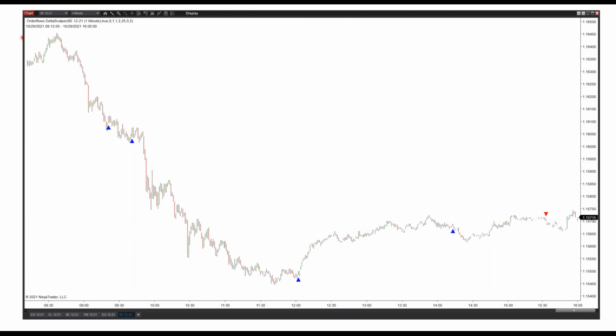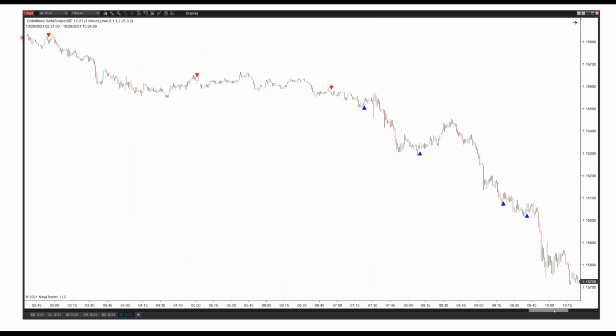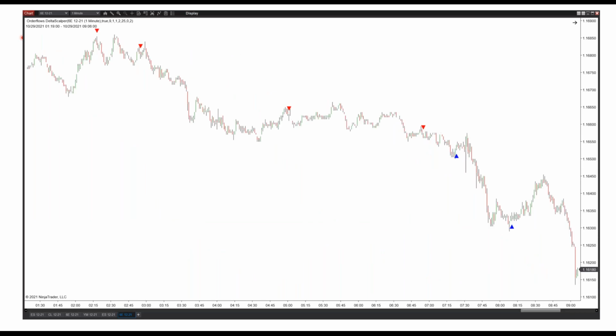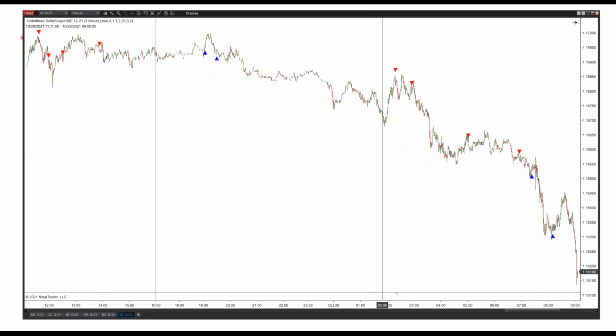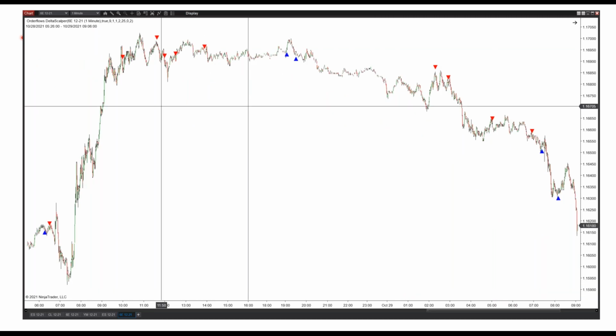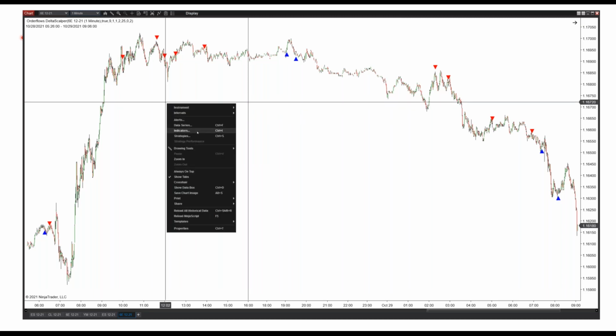I don't know how it looks on this other stuff. So I'm catching this move here. Again, another signal here, some more sell signals here. This is a 1 minute chart. Now, maybe I don't want to use a setting of 1 and 1.